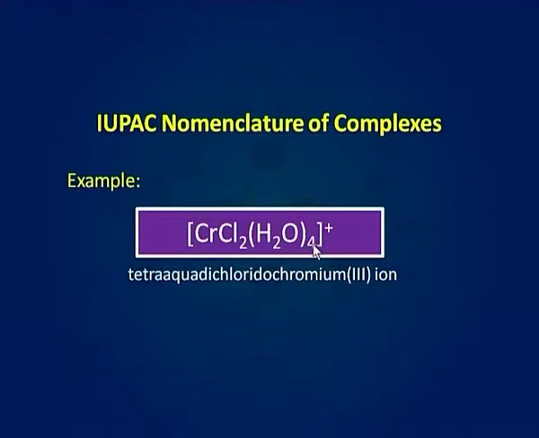There are 4 aquas and 2 chloridos, so we will add the number prefixes before the names since both are monodentate ligands. We will say tetraaqua dichlorido. Now that the ligands are named, we will name the metal itself. The metal is Cr, which is chromium. Therefore, this coordination complex is called tetraaquadichloridochromium(III) ion.